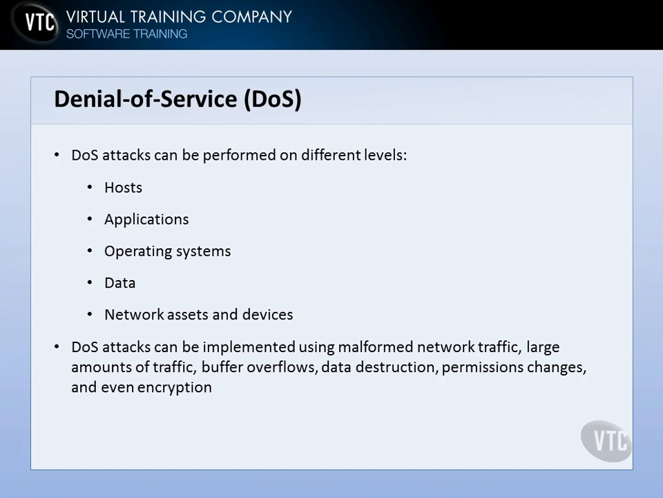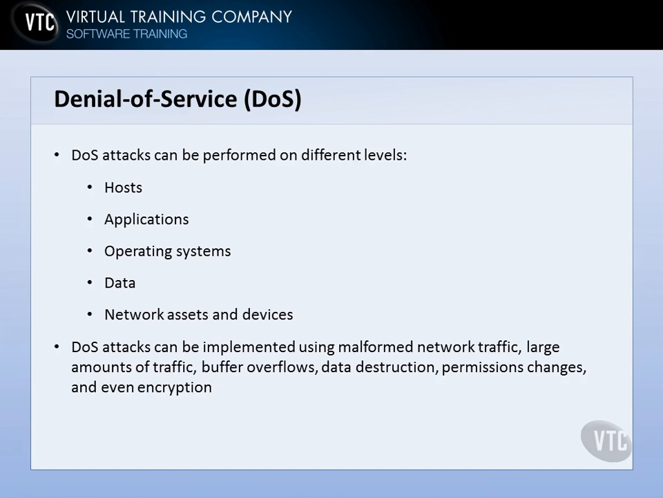They also may target data itself, and this could be erasing it, deleting it, otherwise corrupting it, and in some cases maybe even encrypting it so that you can't access it. They also may attack network assets and devices, routers, switches, hubs, and so forth, in order to prevent network communications from happening.